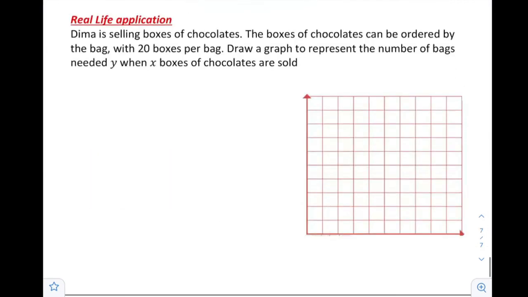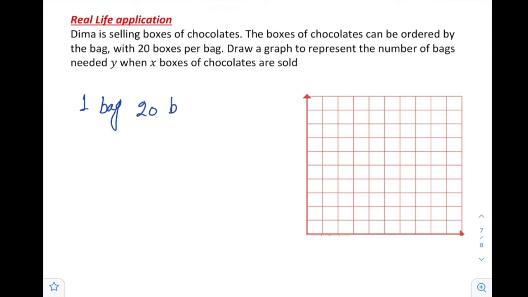Now, the last thing we are going to discuss here is the real life application. Real life problems. Dima is selling boxes of chocolate. The boxes of chocolate can be ordered by the bag with 20 boxes per bag. So one bag includes 20 boxes of chocolate. Draw a graph to represent the number of bags needed. Y is the number of bags, and the number of boxes of chocolate is X. So we want the relation between X and Y in this case.